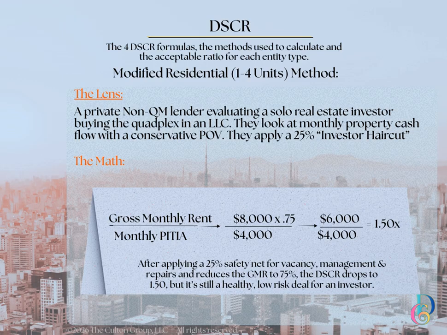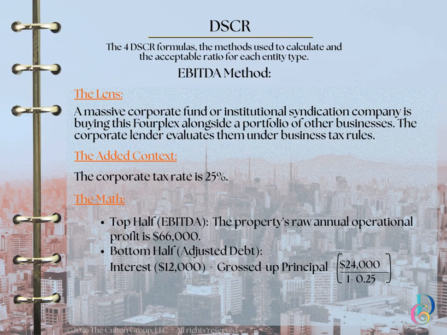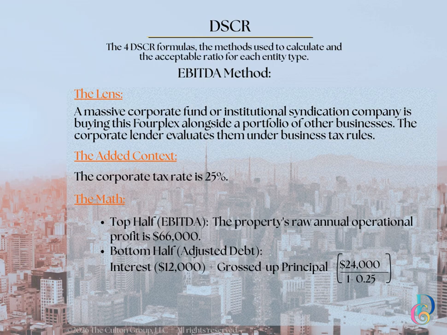Protect yourself. This is number 4, and the lens that we're looking through is a massive corporate fund or institutional syndication company buying the fourplex alongside a portfolio of other businesses. The corporate lender evaluates them under business tax rules. Now, the added content, 25% tax rate.